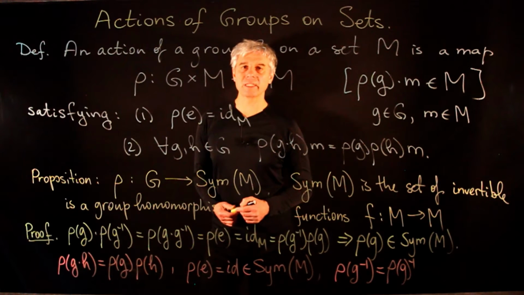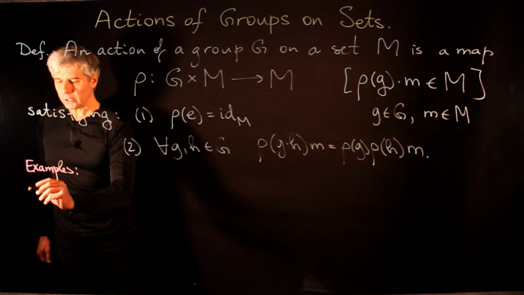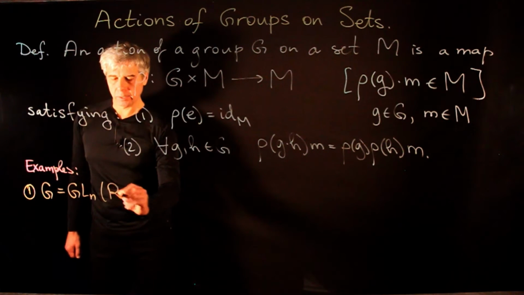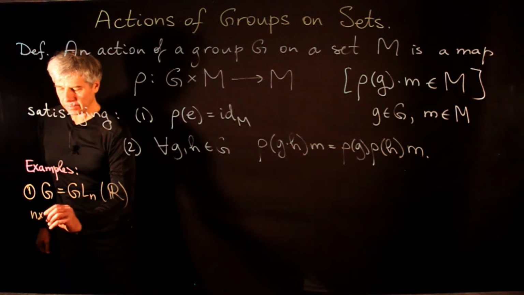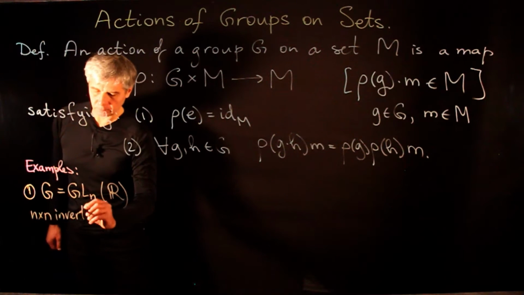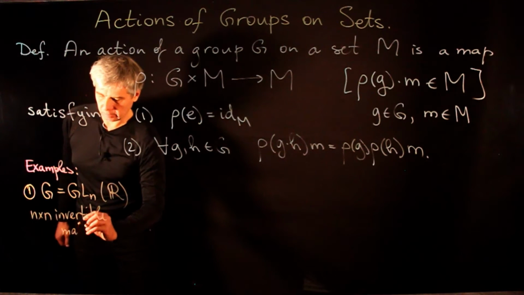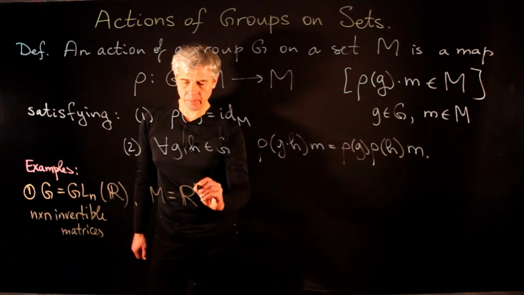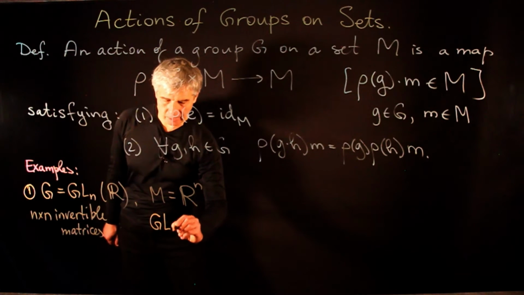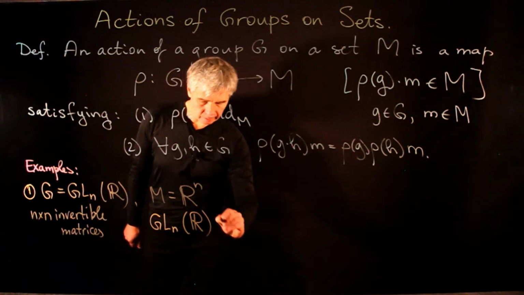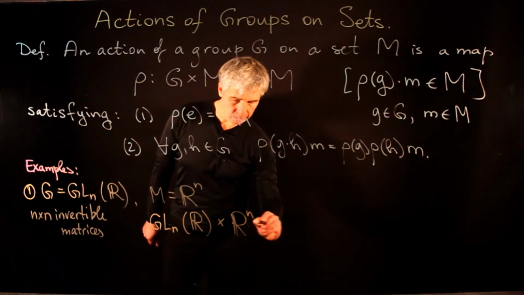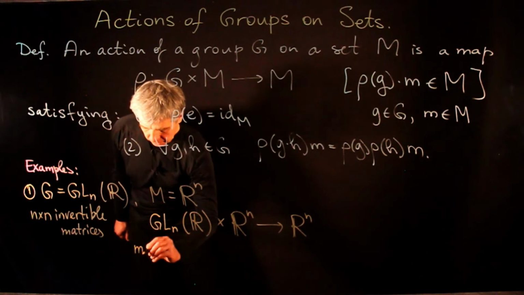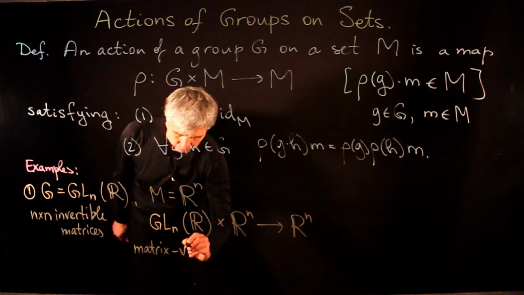Next, let us give examples of group actions. In our first example, let's take as a group the group GL_n(R). So these are n by n invertible matrices. And as a set, let us take R^n. Then we have an operation where we take a matrix and a vector and associate to it a new vector. So this is matrix-vector multiplication.